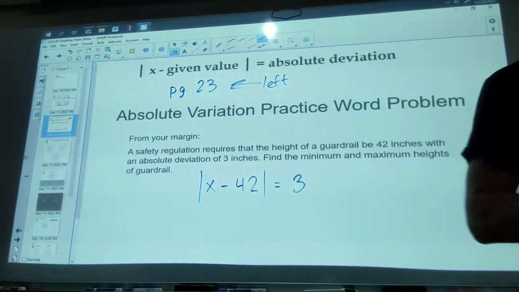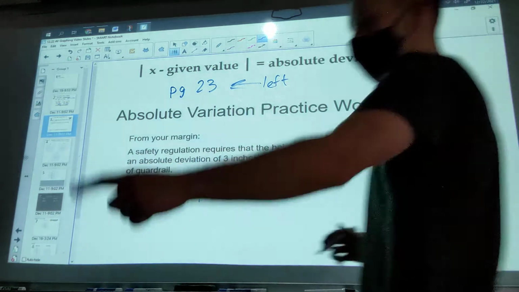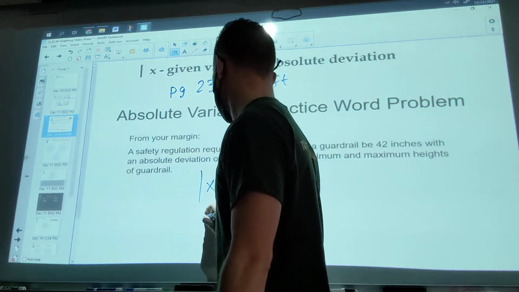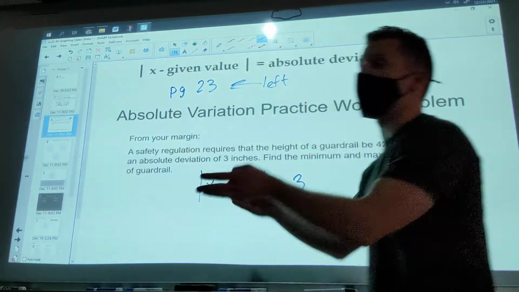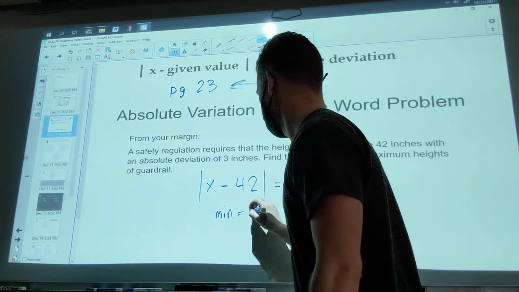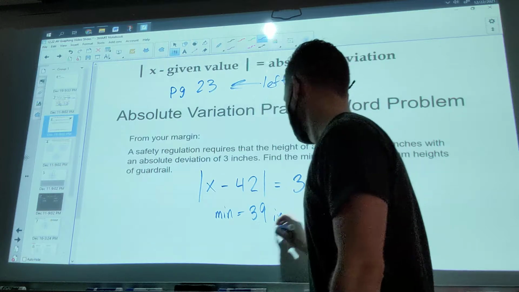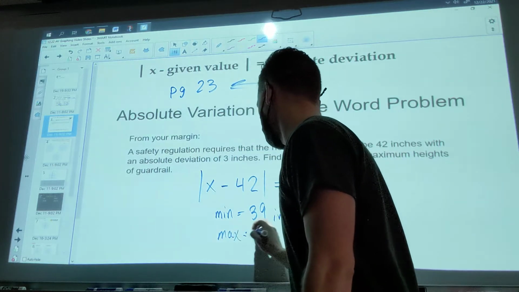Cool. So yeah, this is our starting equation, and then from there, what do we get as our answers? Go ahead. Just give me the answers. The minimum is 39 and the maximum is 45. Good. 39 inches. You got it. And then the max is 45 inches.